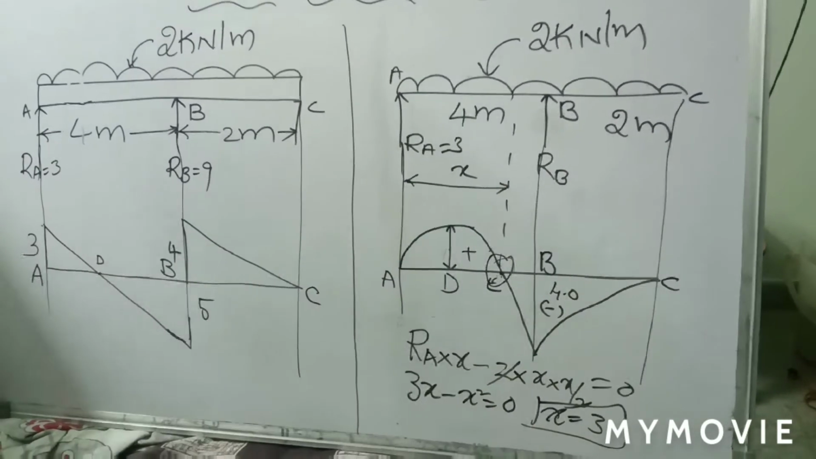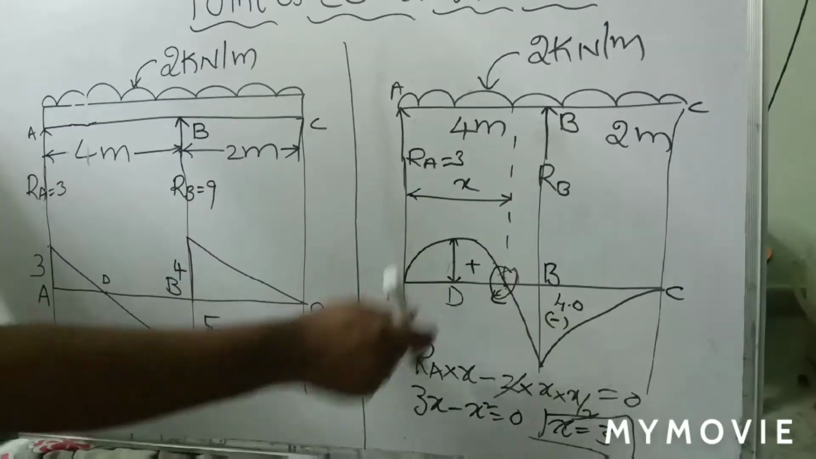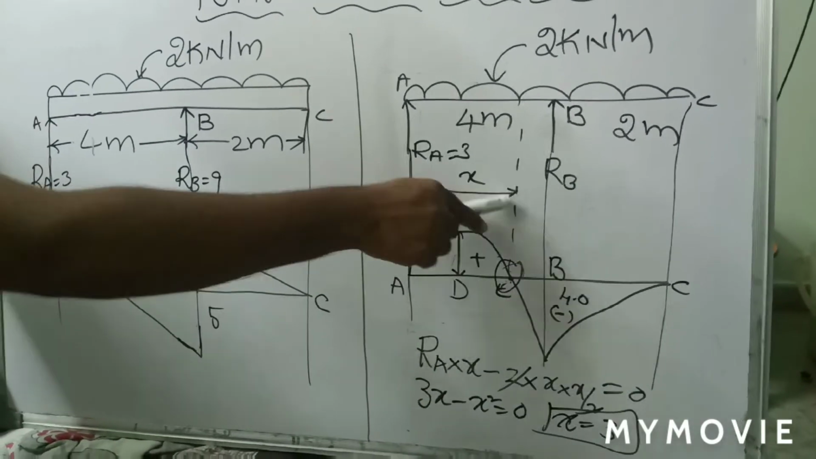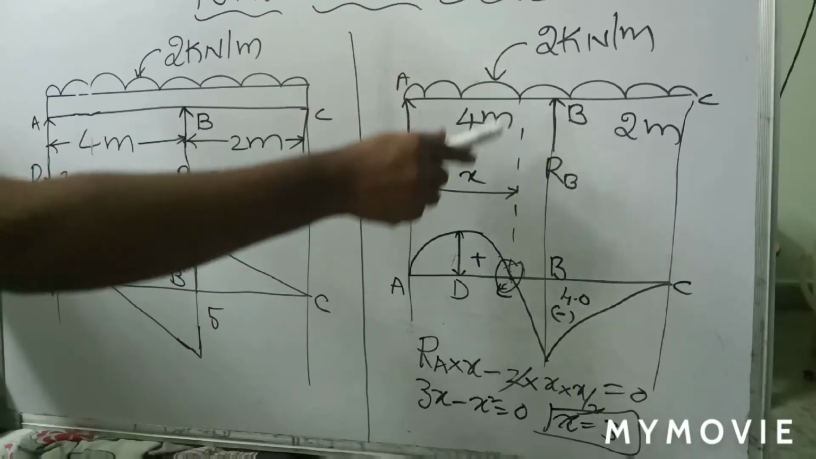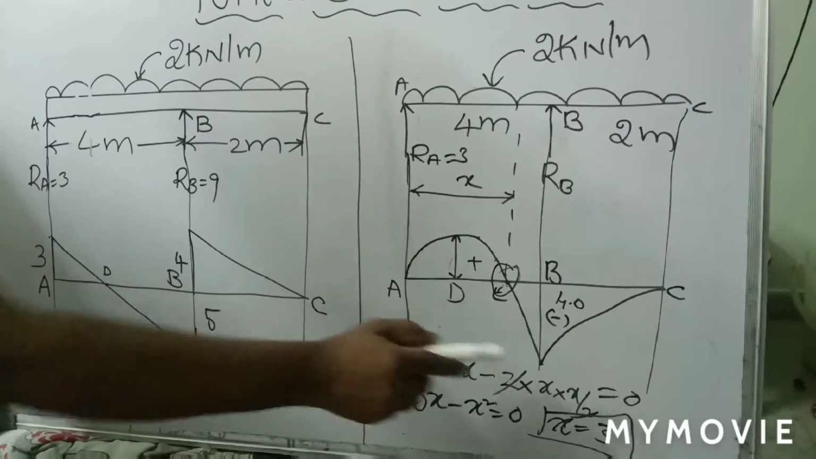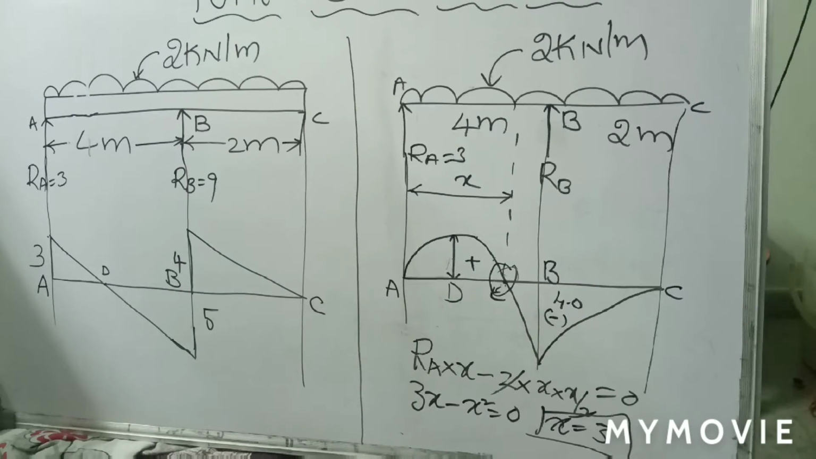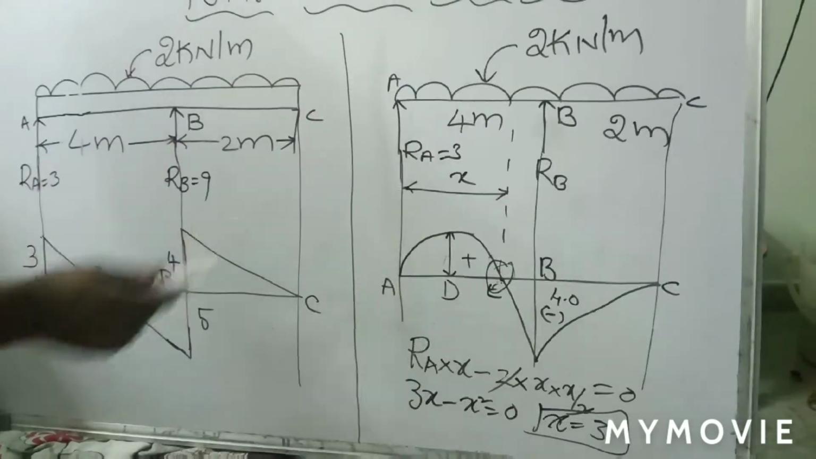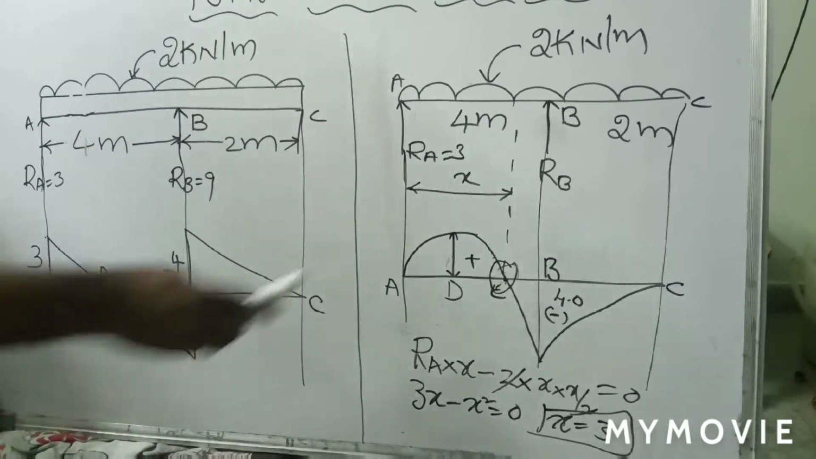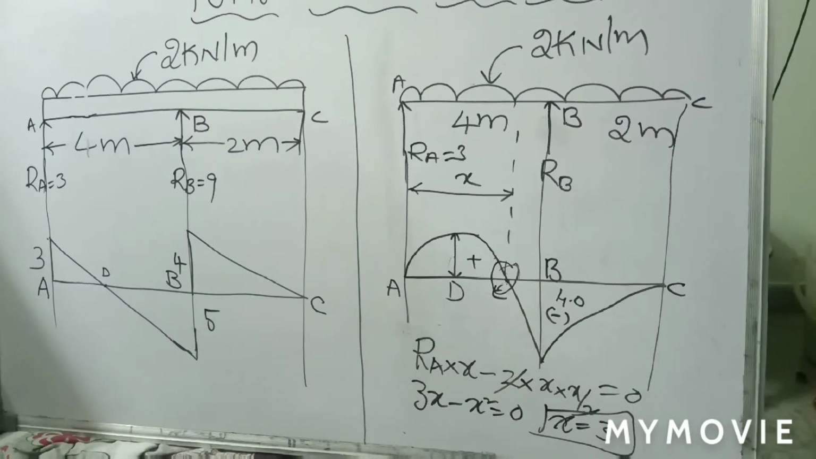Now calculate the moment of force with respect to this point, the x point. That is RA into x, minus the UDL, 0.2 into x by 2. That means x equals 3. That means at a distance of 3 meters in the beam, you have a point of contraflexion.